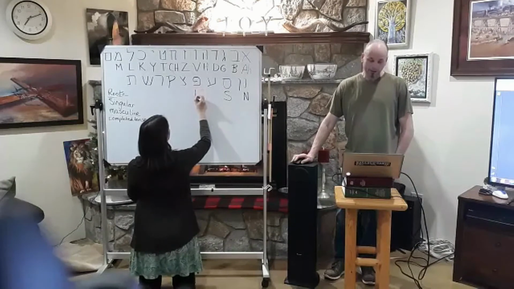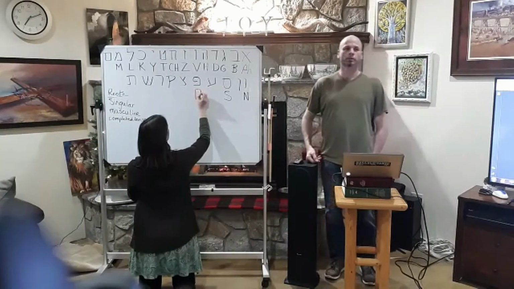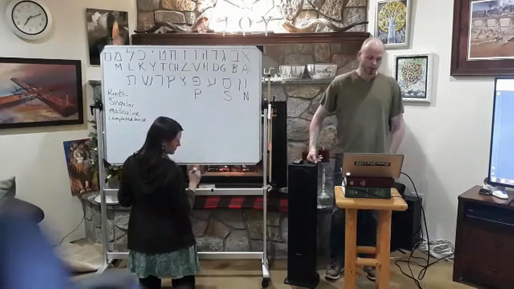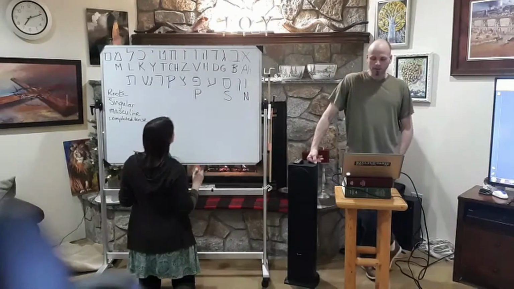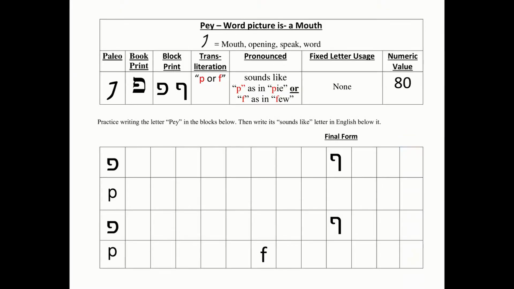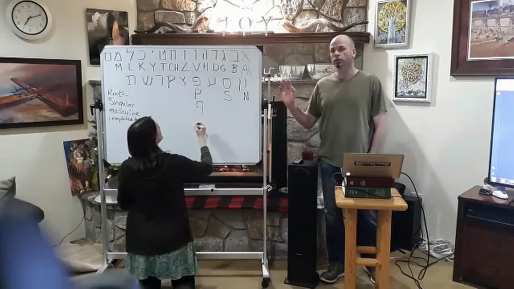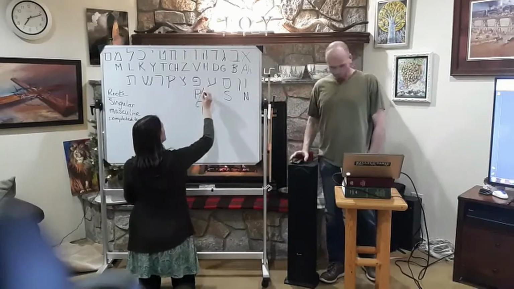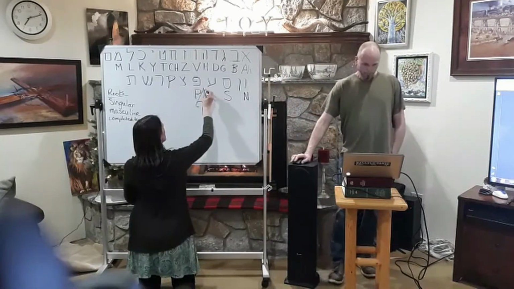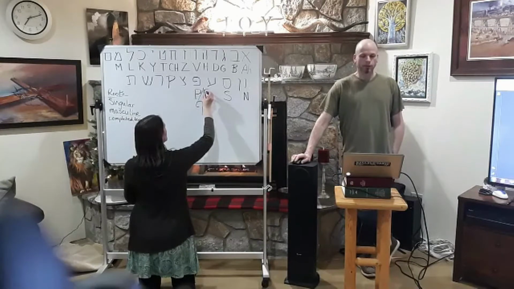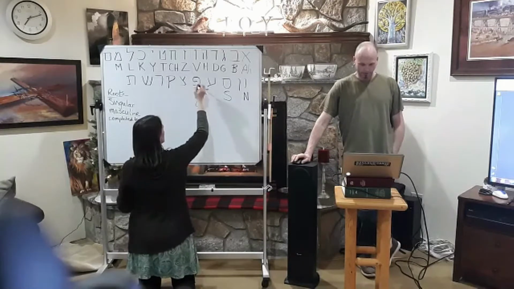All right, we got pay. It's not a fixed letter, so it's not something you have to remember about how it gets used. And it has a final form as well. Most of them just kind of open up. They're just like, there's the final form of the pay. And the pay can also be a fe, so it can be a P or an F, P as in pie or F as in few.